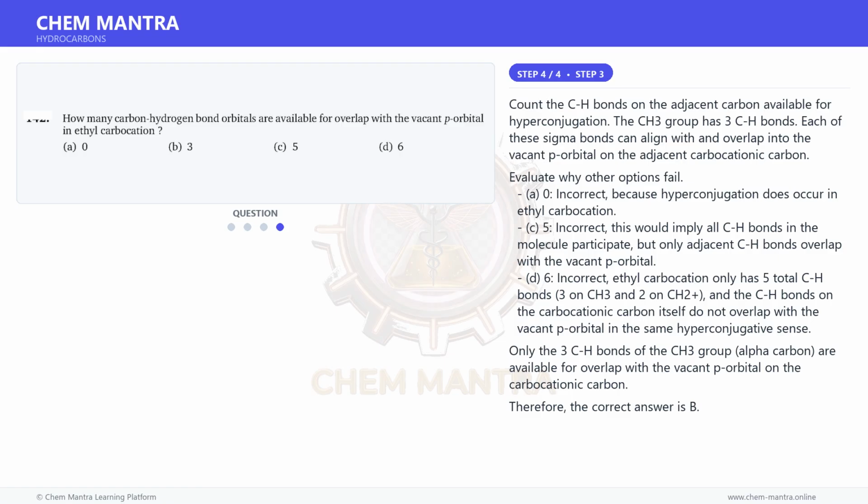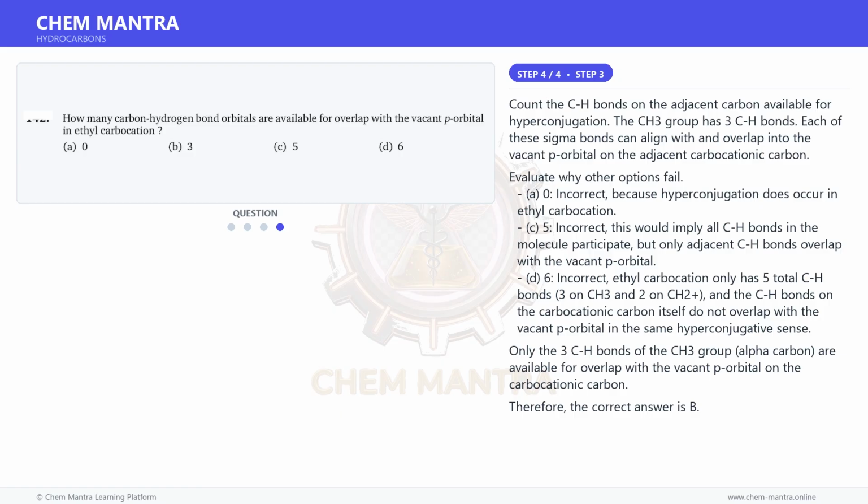Evaluate why other options fail. A. 0, incorrect, because hyperconjugation does occur in ethyl carbocation. C. 5, incorrect, this would imply all CH bonds in the molecule participate, but only adjacent CH bonds overlap with the vacant p orbital.